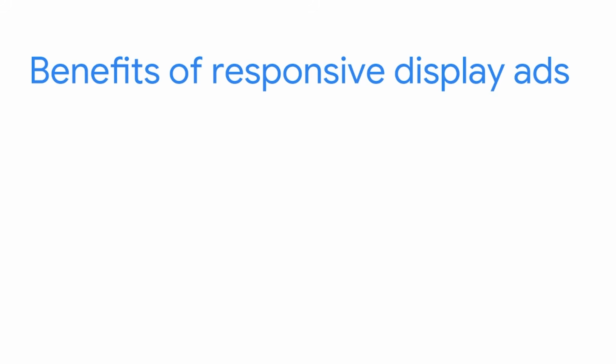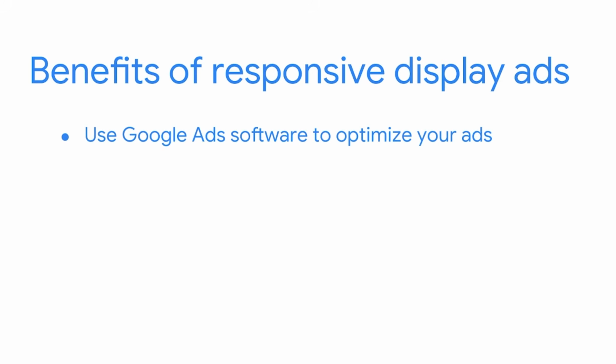Here are a few more benefits of responsive display ads. One benefit is that you get to use Google Ads software to optimize your ads. The software uses the best combination of ad content, such as the images, the headlines, and logos to deliver the best performing ads to potential customers. The thing is, you don't need to test any of the combinations. Google Ads does it automatically.